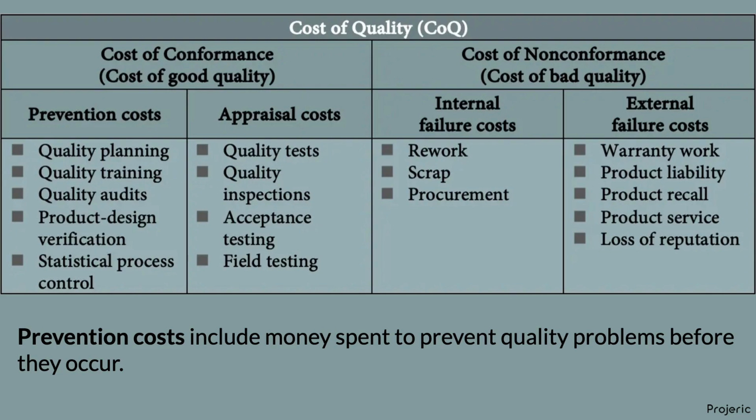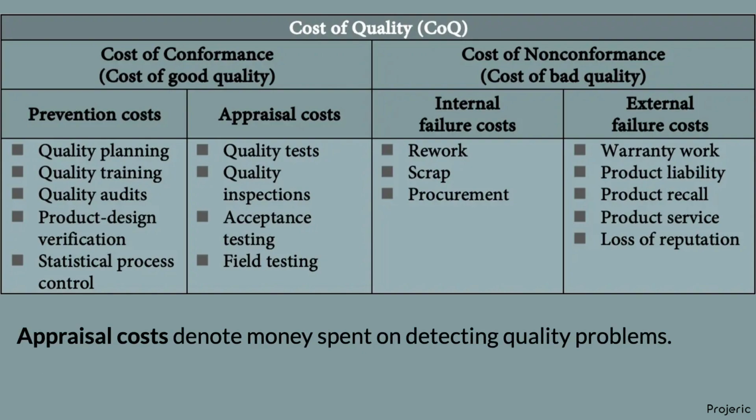Prevention costs include money spent to prevent quality problems before they occur. They include quality planning, training and audits, product design verification, and more. Appraisal costs denote money spent on detecting quality problems. They include quality inspections and testing, acceptance testing, and more.